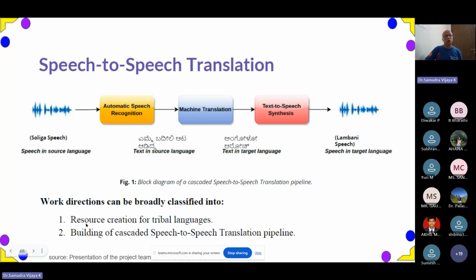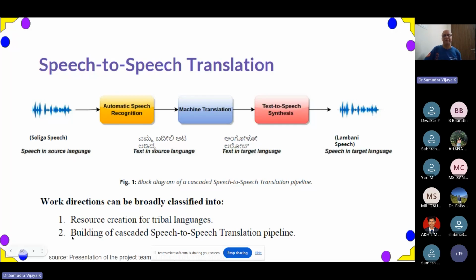This requires 2 kinds of work. One is resource creation, because as I said, collecting speech data and also translation. It's not just recording, but somebody who knows the language has to listen to it and type it in. Suppose somebody spoke the Soliga speech, somebody who knows Soliga should also know how to use a computer and type it in Kannada script, because that is spoken near Karnataka. So this resource creation is a huge task, but that is being done.